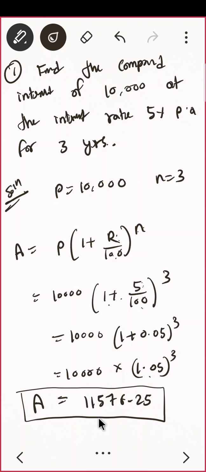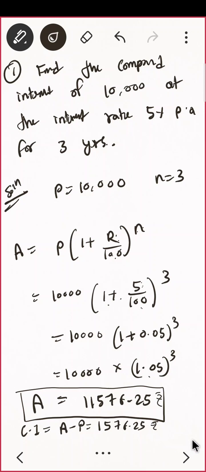Okay, once you have the amount, how will you calculate compound interest? What is the formula for compound interest? CI, that is amount minus principal. So the answer will be 1,576.25 rupees, since the principal was 10,000. Is that clear? Yeah, good. If nothing is given about how it is compounded, you just have to calculate annually. Let us see one more problem.